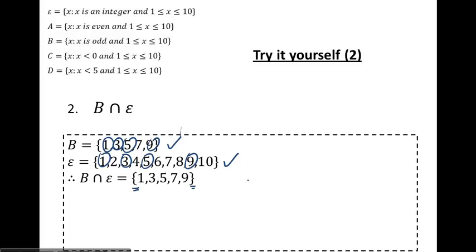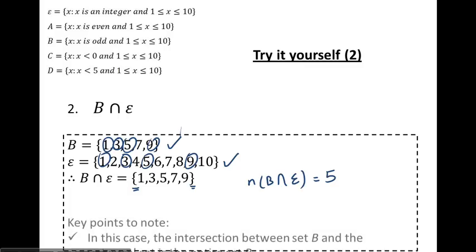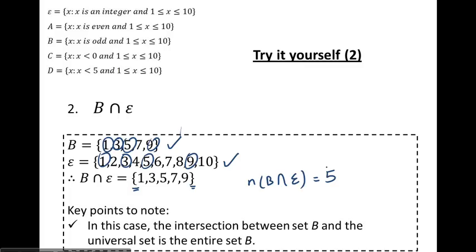If I were to ask you how many elements there are for B intersect the universal set, your answer, of course, will be 5. Key point to take note: in this case, the intersection between set B and the universal set is the entire set B. If you see carefully, you'll find that B intersect the universal set is actually the entire set B.